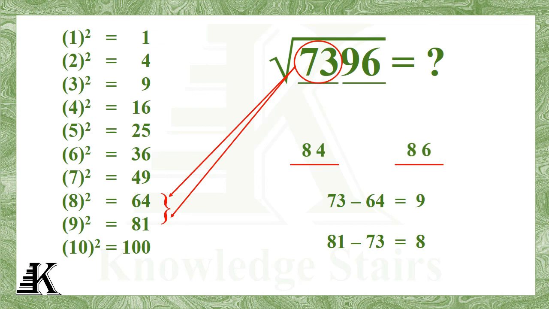So here 73 is closer to the larger number. Hence, we will choose the larger number among the two numbers as the answer. Thus, the answer is 86.